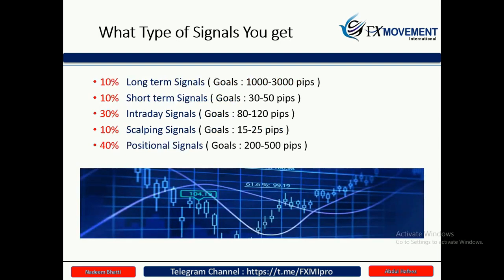Next is what type of signals you get. That's a difficult question, but the answer is we give every type of signal: long-term signals, short-term signals, intraday signals, scalping signals, positional signals, depending on the goals that we have in our mind. Most of the time you get intraday signals and positional signals. Intraday signals target 80 to 120 pips and positional long-term signals target 200 to 500 pips. So that's all from here.